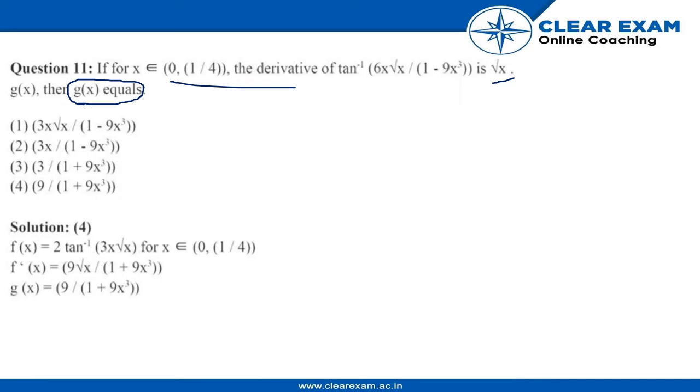First, we will write down the things which are given to us. So we know that f(x), that is 2 tan inverse 3x root x, for x in the interval 0 to 1 by 4, and f dash x is 9 root x upon 1 plus 9x cube.